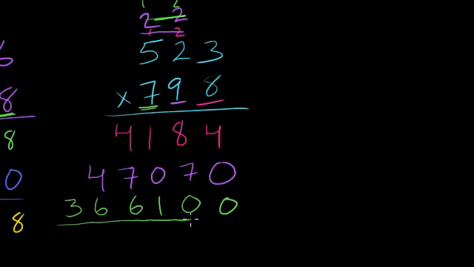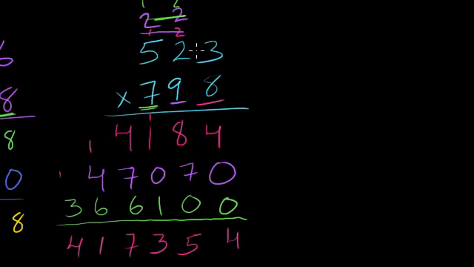And now we're ready to add. And hopefully we didn't make any careless mistakes. So 4 plus 0 plus 0, that's easy. That's 4. 8 plus 7 plus 0, that's 15. Carry the 1. 1 plus 1 plus 1 is 3. 4 plus 7 plus 6, that's what? 4 plus 6 is 10, 17. And then we have 1 plus 4 is 5. 5 plus 6 is 11. Carry the 1. 1 plus 3 is 4.